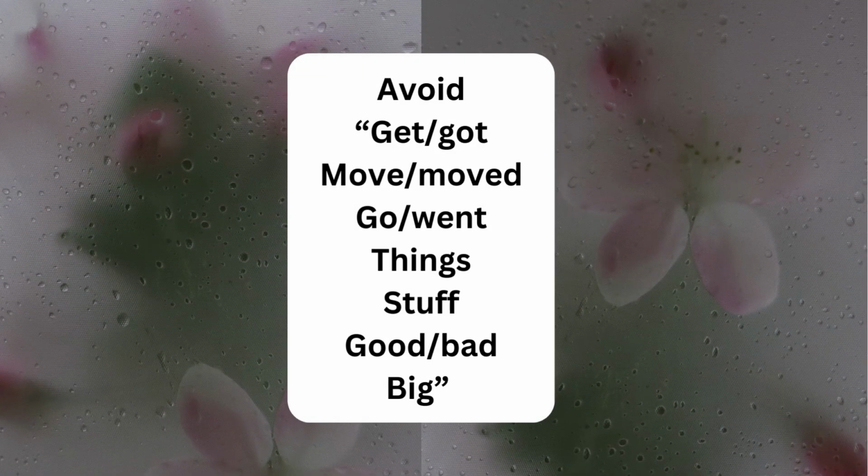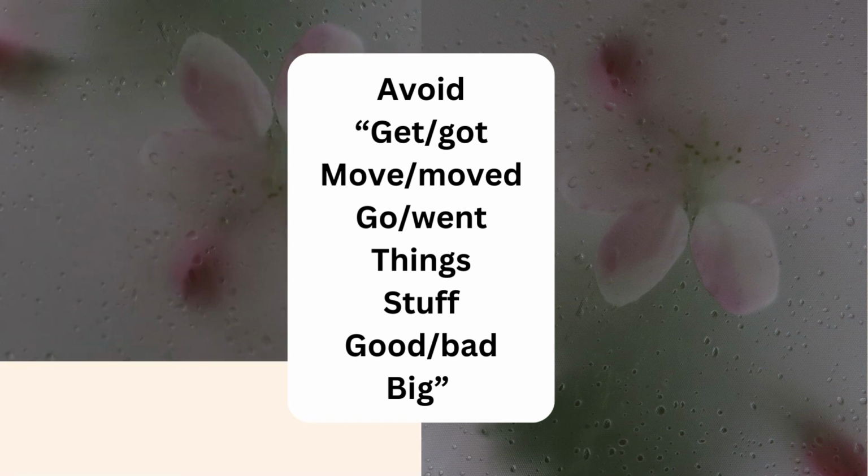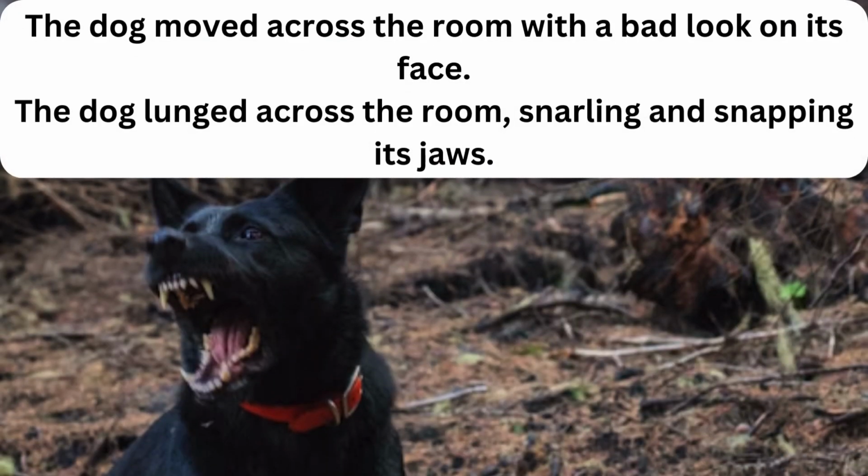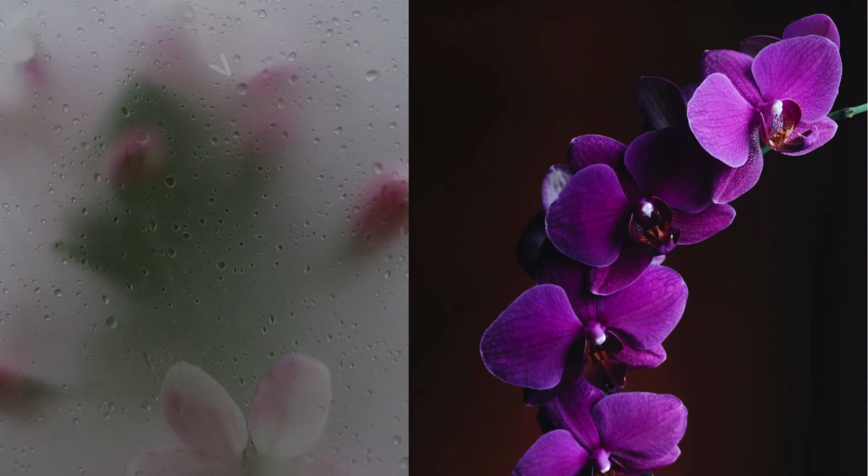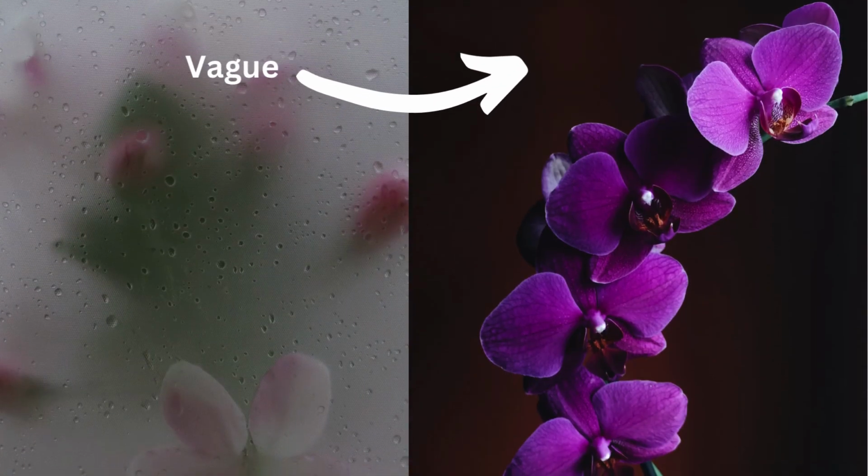We can also try to avoid vague words like get, got, move, moved, go, went, things, stuff, good, bad, and big. Compare the following sentences. The dog moved across the room with a bad look on its face. The dog lunged across the room, snarling and snapping its jaws. By replacing vague words with specific active nouns and verbs, we can succeed in our goal to show, not tell.